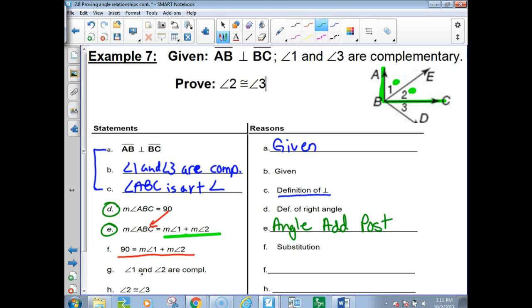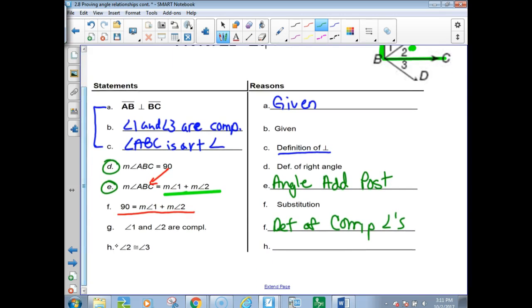Now, it says angle 1 and 2 are complementary. Well, what do complementary angles do? They add up to 90, so that's the definition of complementary angles. Even if you didn't write angles, it'd be fine. That's what the definition is: two angles whose sum is 90.